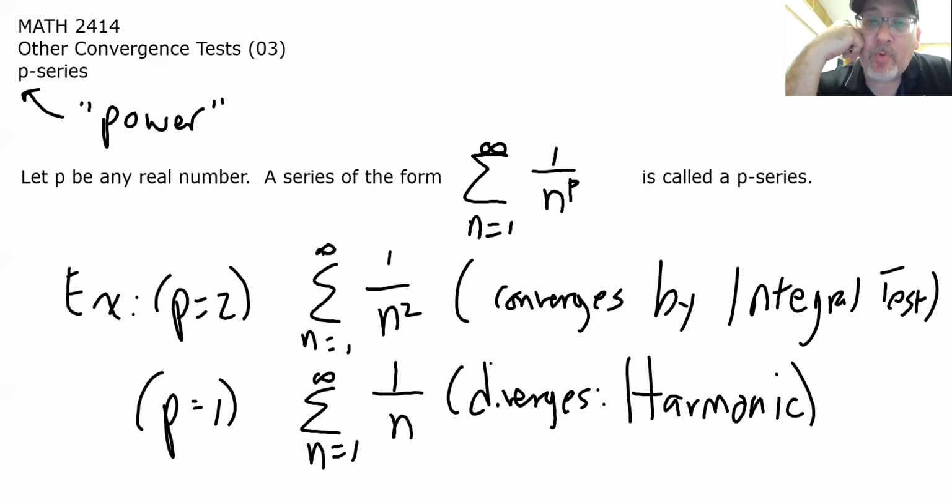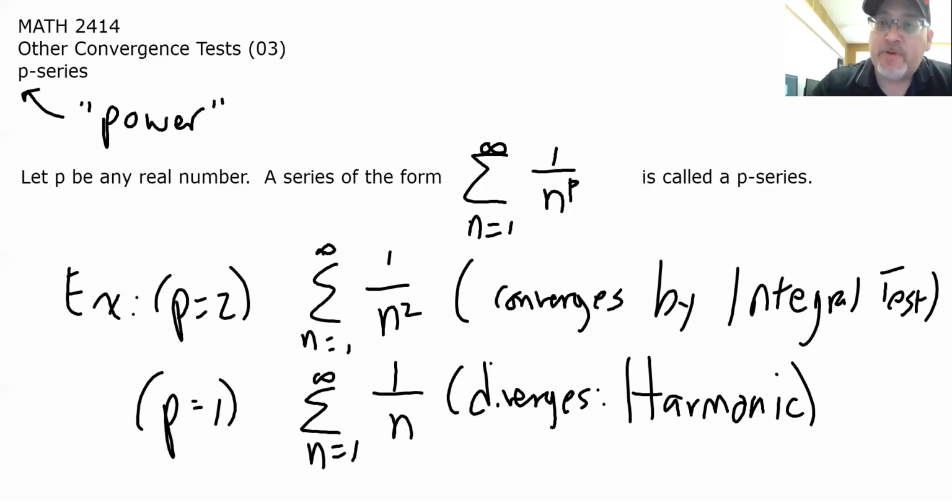But what if p was any power? Can we draw a generalization about a p-series' convergence or divergence based solely on what the power is? We've already got two examples. When p is 2, the p-series converges by the integral test. When p is 1, it diverges because it is a harmonic series.